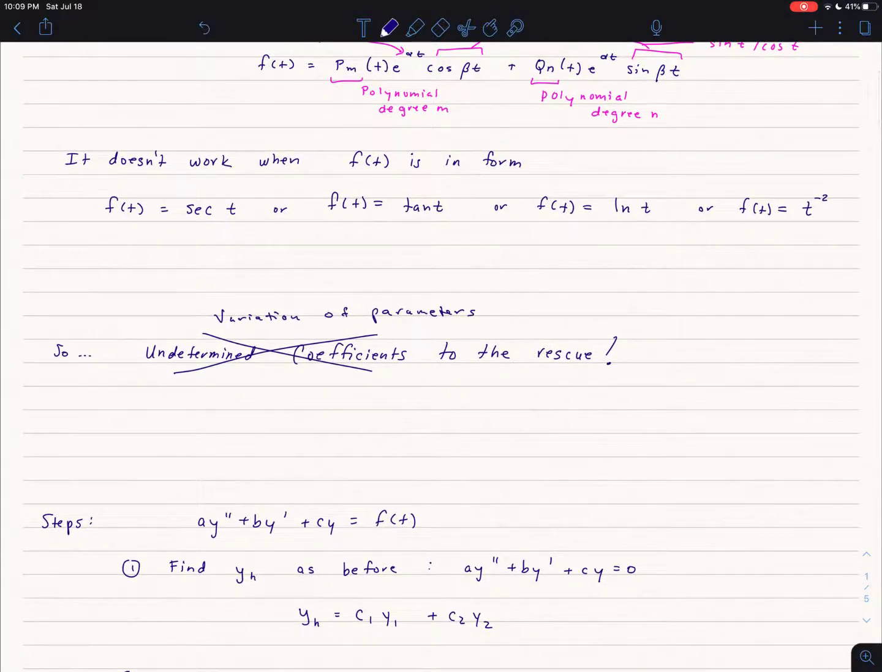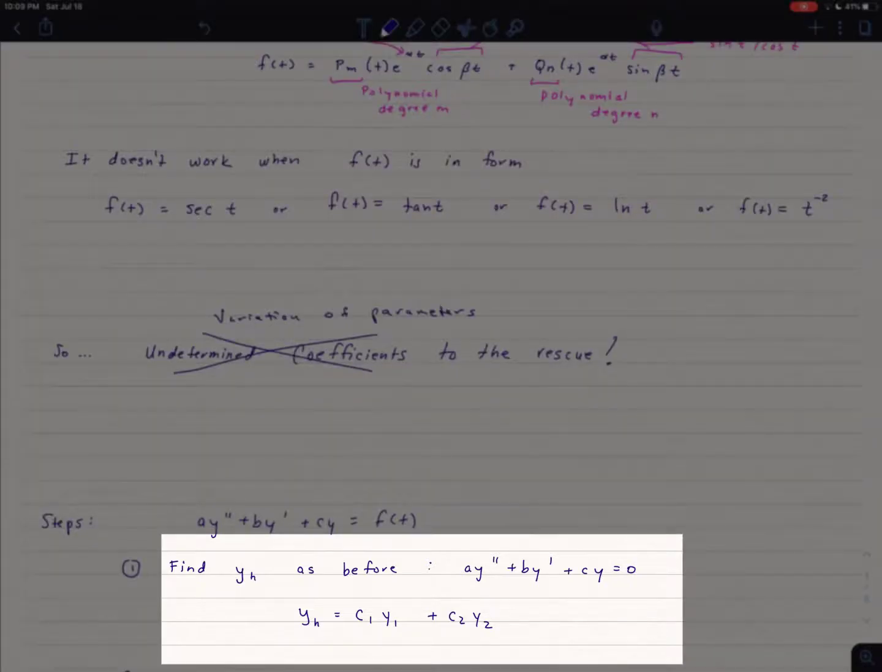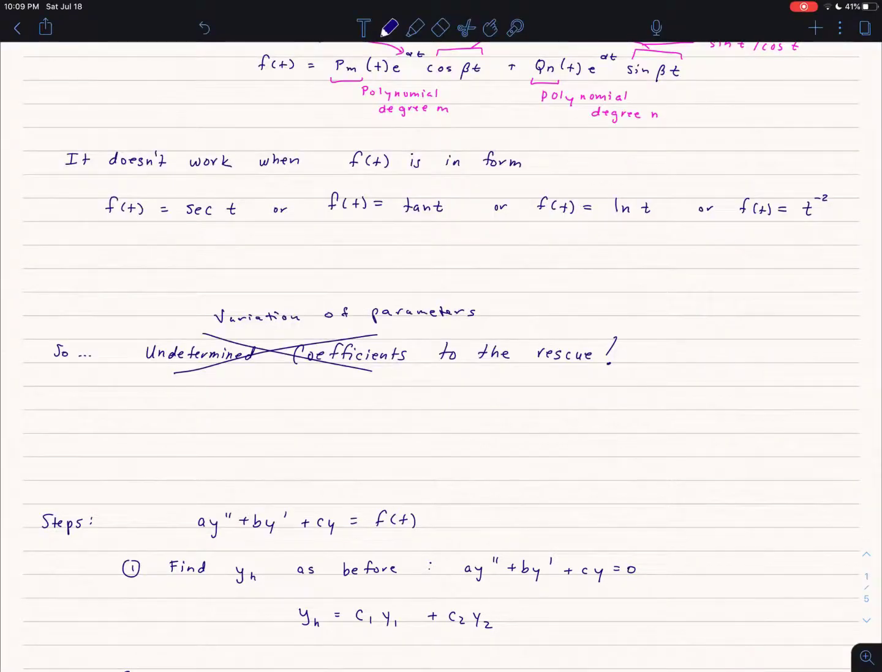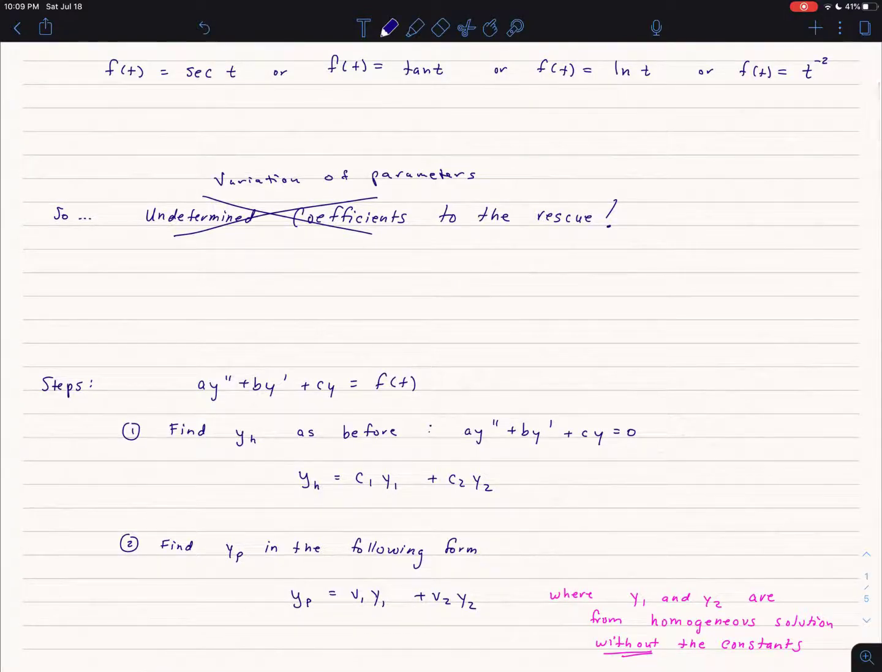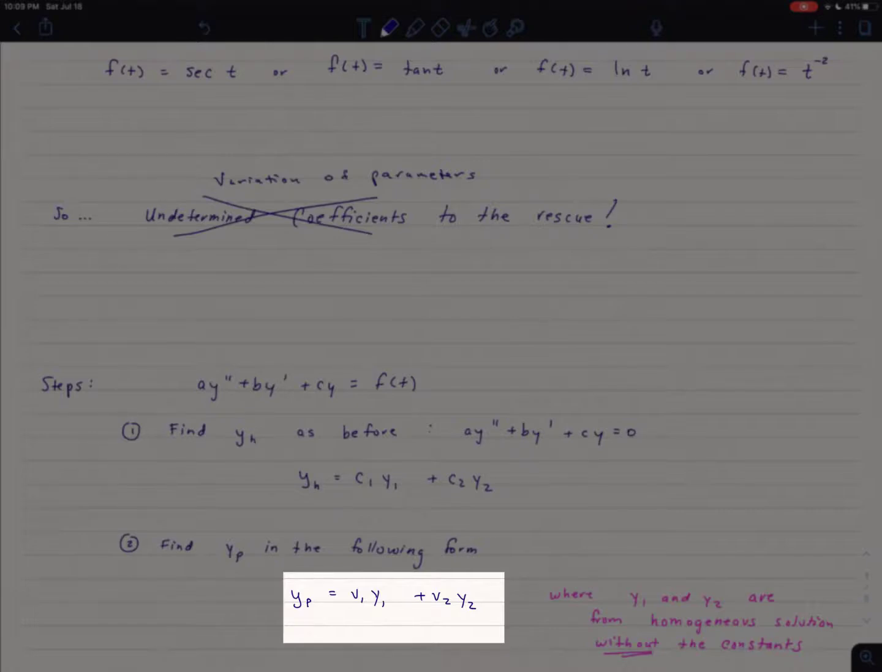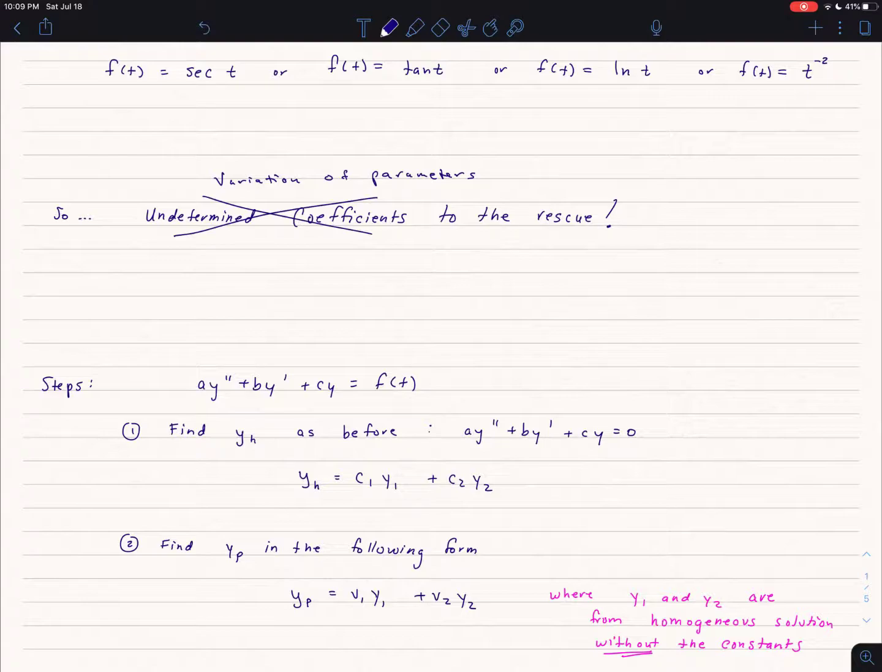Just like when we did undetermined coefficients, the first thing we're going to do is come up with a homogeneous solution, y1 and y2. And then we put together that homogeneous solution by letting c1 times y1 and add that to c2 times y2. So what we're going to do is take that y1 and y2 and multiply it by some function v1 and a different function v2. So that y1 and y2 are part of our homogeneous solutions. Those do not have the constants with them. It's just the homogeneous solutions themselves.